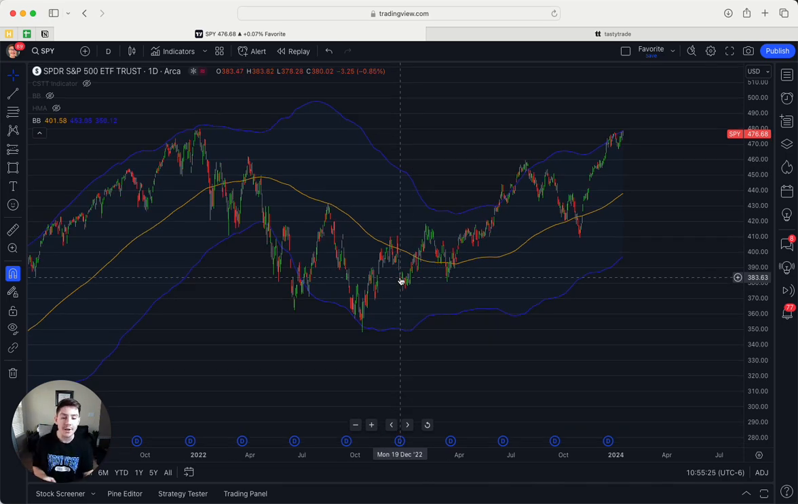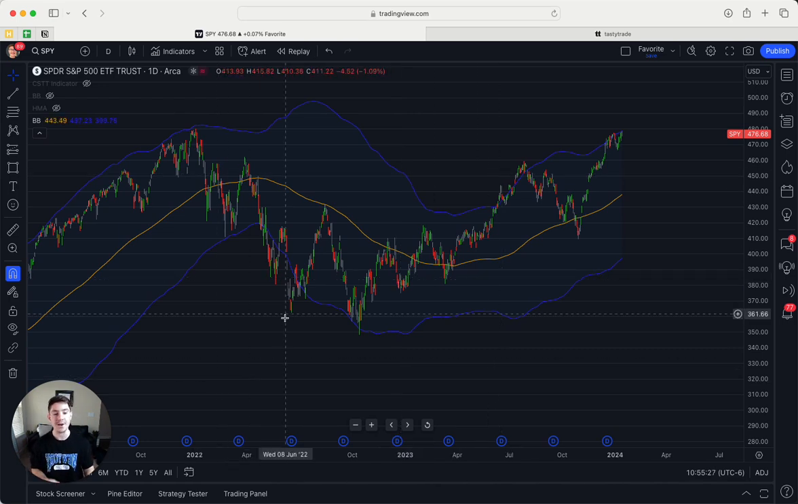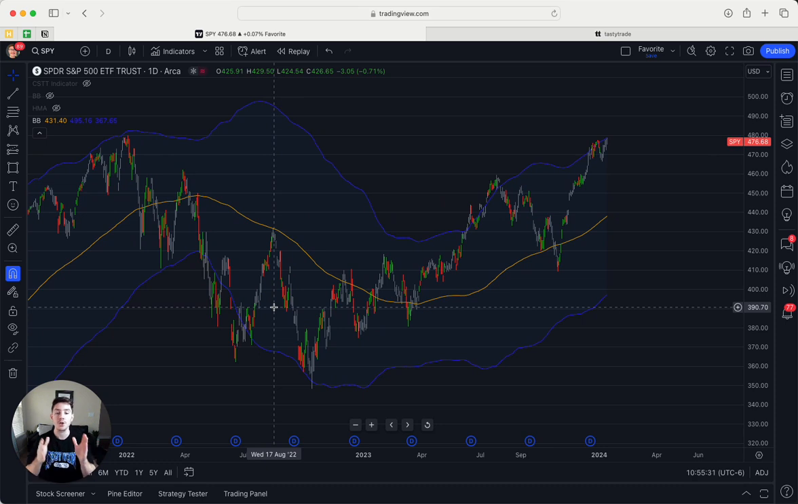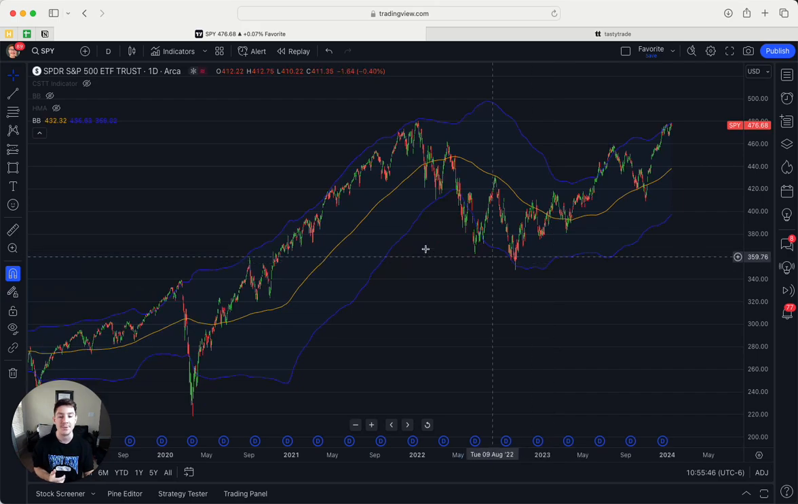Now, what do I do when the market breaks these ranges, when it breaks above or breaks below these ranges? That means the market is trading outside of its normal expected range, which tells me that we're going to have a snap pullback either to the downside or to the upside. You can see here when we break below, we snap up. When we break up, we snap down.